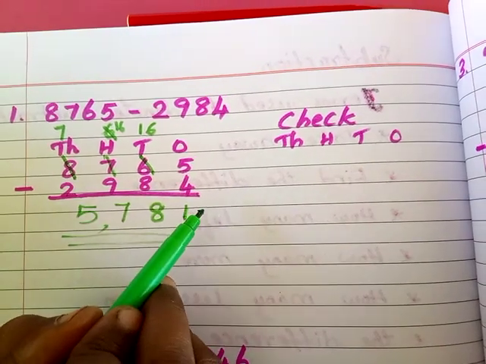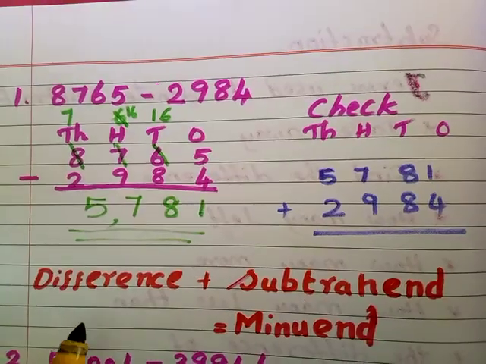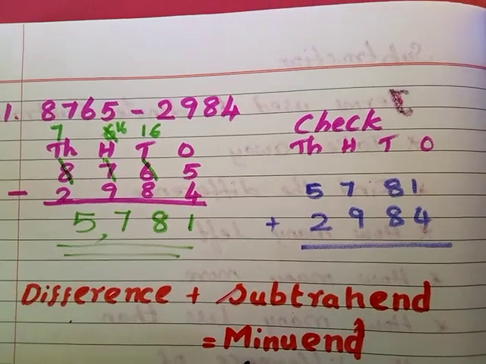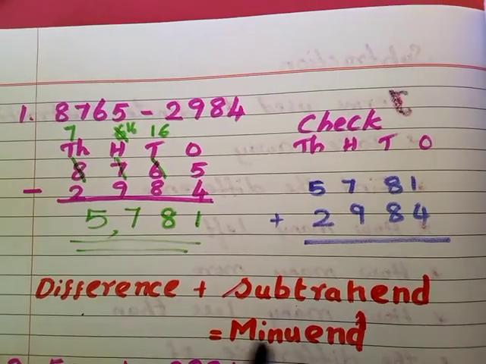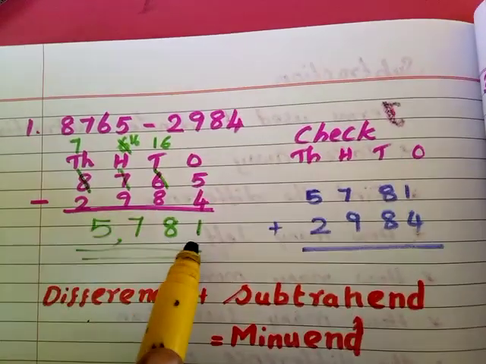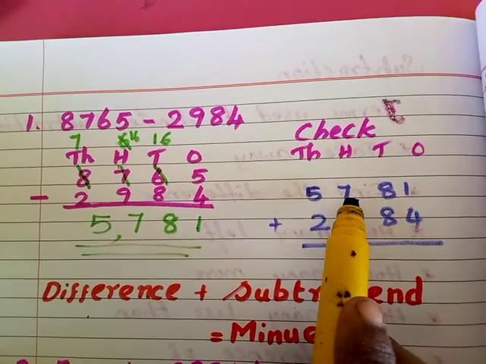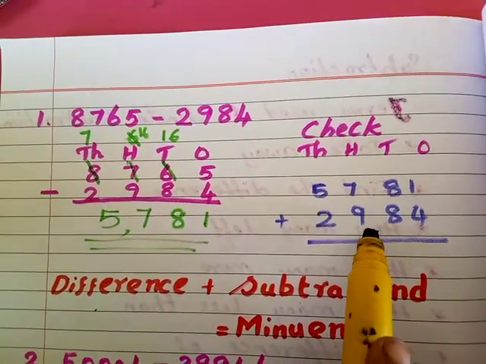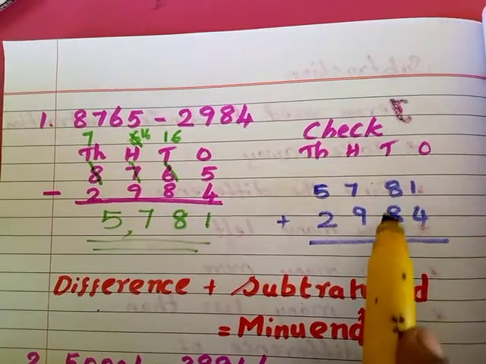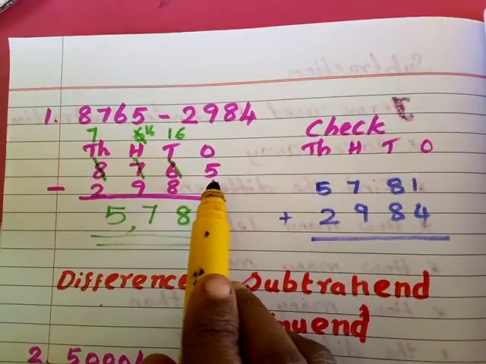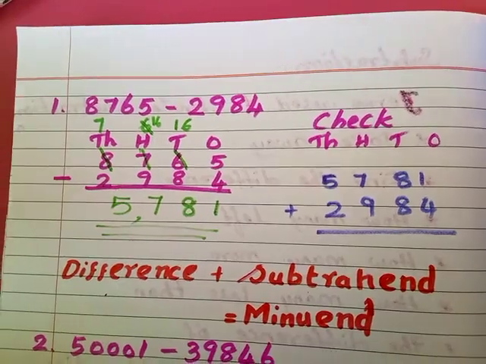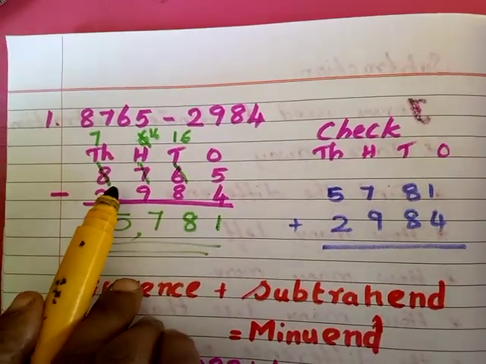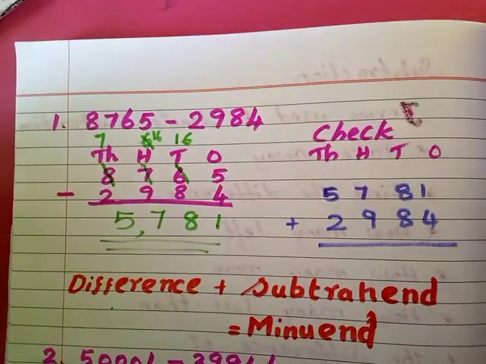Now how to check the answer of subtraction? For that the method is: difference plus subtrahend is equal to minuend. So here the difference is 5781. To the 5781 we must add the subtrahend. The subtrahend is 2984. When I add these both, I must get the minuend, that is 8765. Let us add and see.